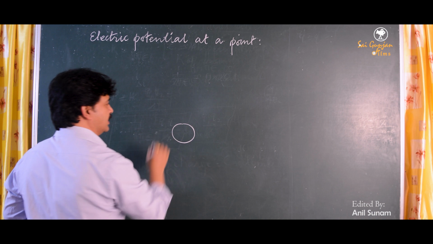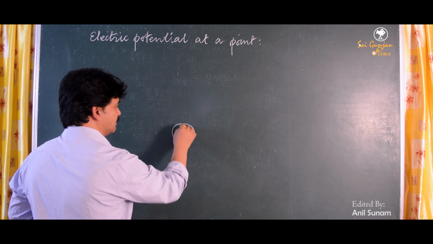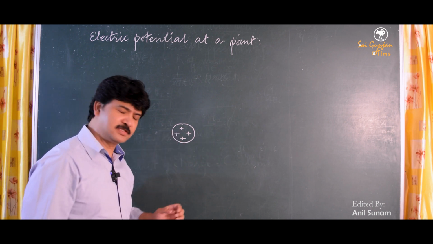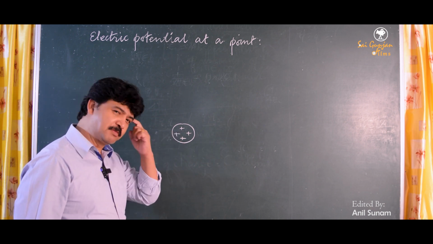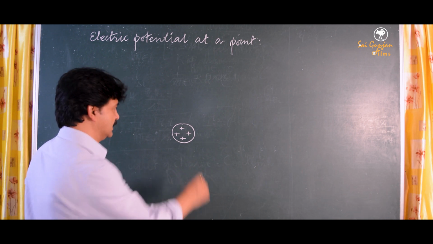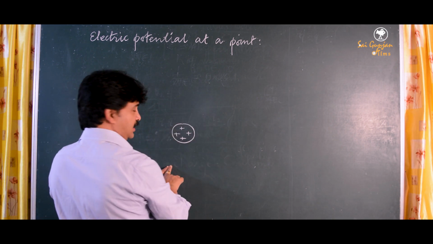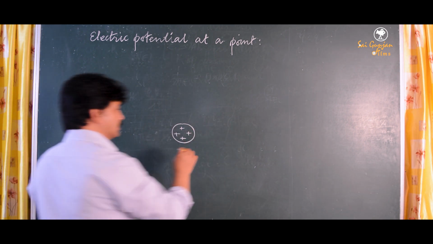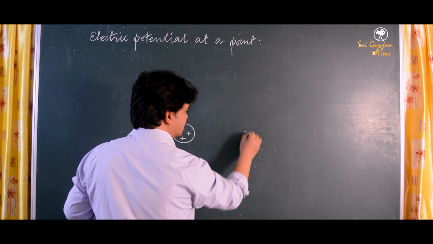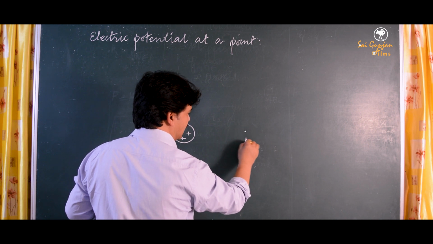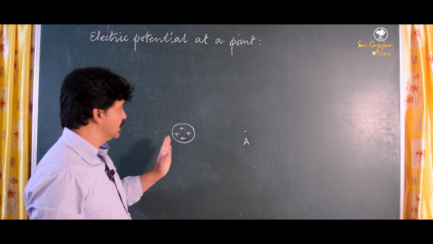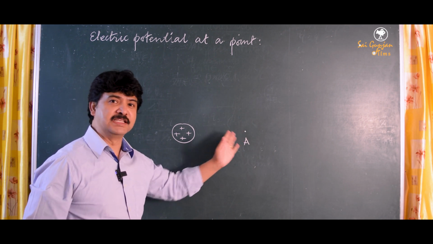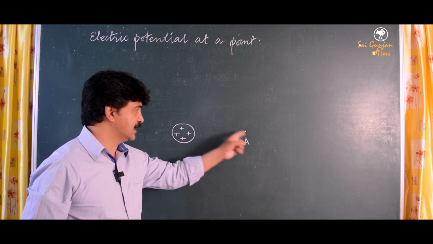Now let this be a charged body and let it be positively charged. Why positive? Because we have to think positive and be positive. Around the charged body, at any point, you find the electric potential. Let us assume that this is a point A where we need to find its potential, and of course the meaning of the potential at a point A.